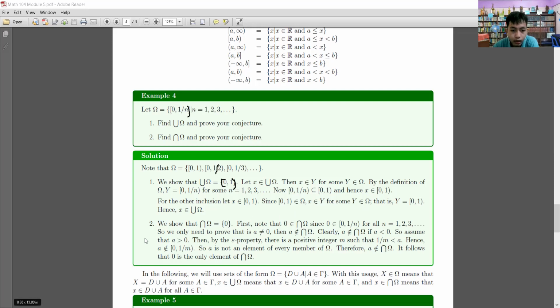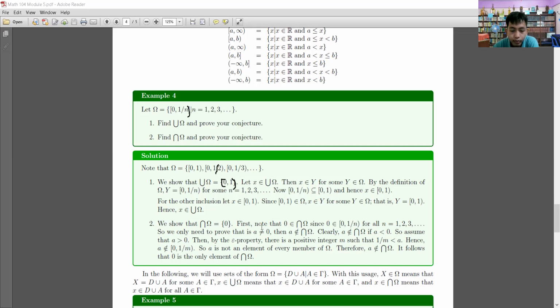So, ang kailangan lang natin i-prove na if A is not equal to 0, then A is not in the intersection. Okay? So, clearly, si A, kapag negative siya, wala siya sa intersection. So, assume natin na A is greater than 0.